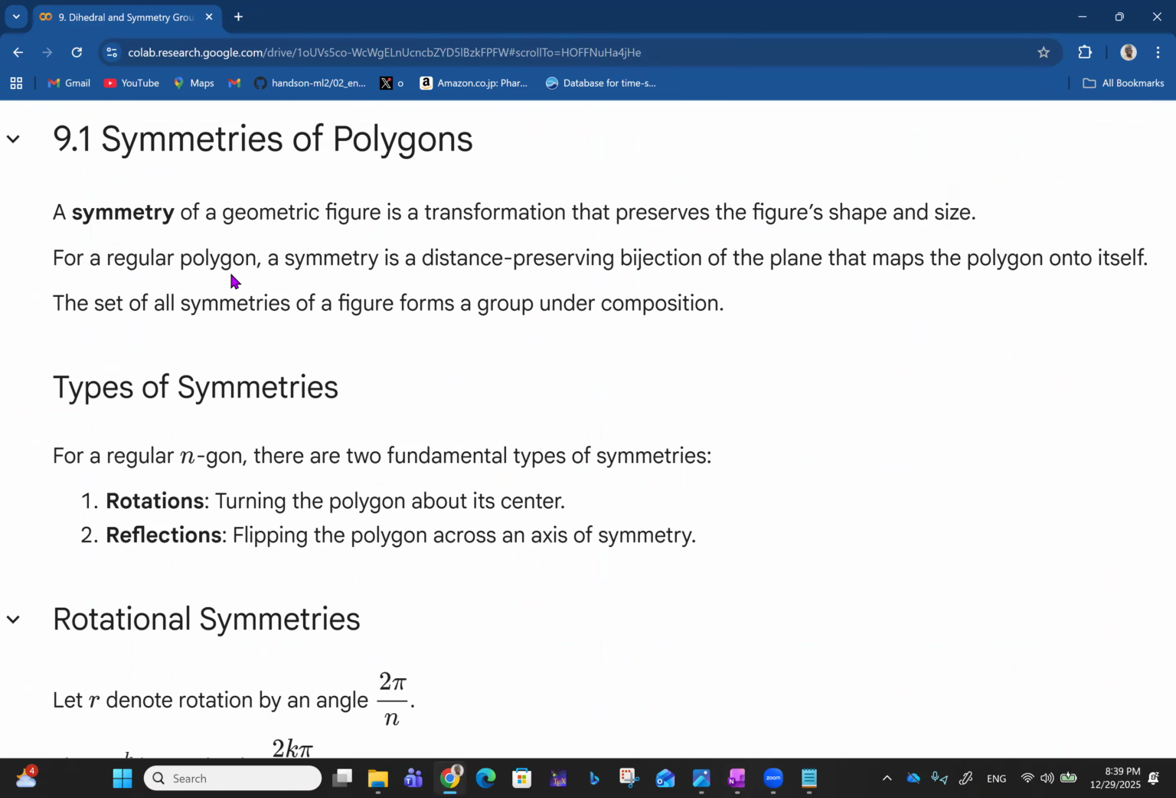So for a regular polygon, a symmetry is a distance-preserving bijection of the plane that maps the polygon onto itself. The set of all symmetries of a figure forms a group under composition. Just like all the possible permutations of a set form the symmetry group, we say that the set of all symmetries of a figure forms a group under composition.